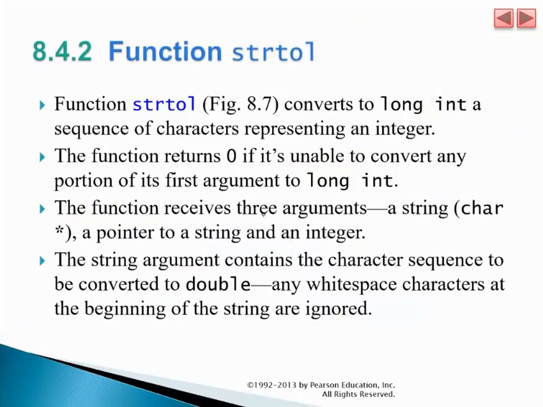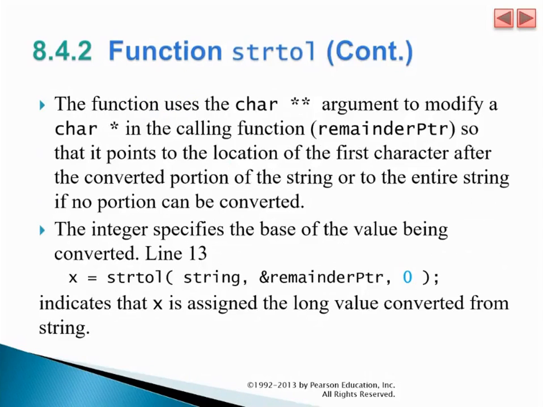Now let's see the second function, string to long. String to long is exactly the same as what we have seen for string to double. The only difference is that it now has three arguments. The first two arguments are exactly the same. It also returns 0 if it is unable to convert. Now let's see what the third argument is doing. The third argument is the base argument.